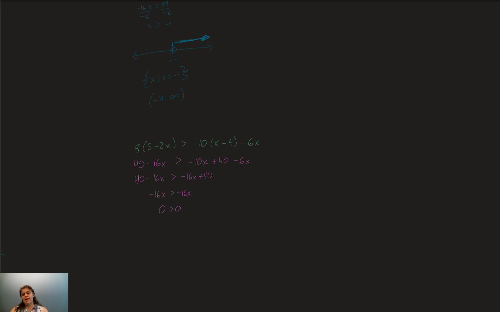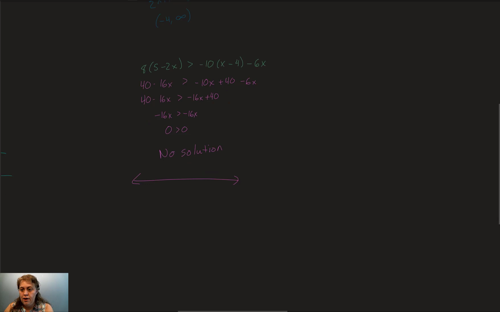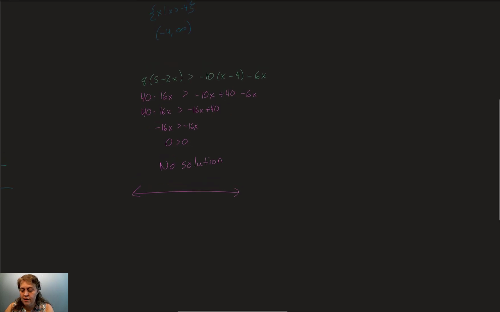No. It can be bigger, it can be equal to itself, but I cannot be bigger than myself. I'm not smaller than myself. Numbers can't be bigger than themselves. 0 is not bigger than 0. So this is no solution. So if you were going to graph it, it would just look like this with no shading. And then this is set notation and also interval notation.